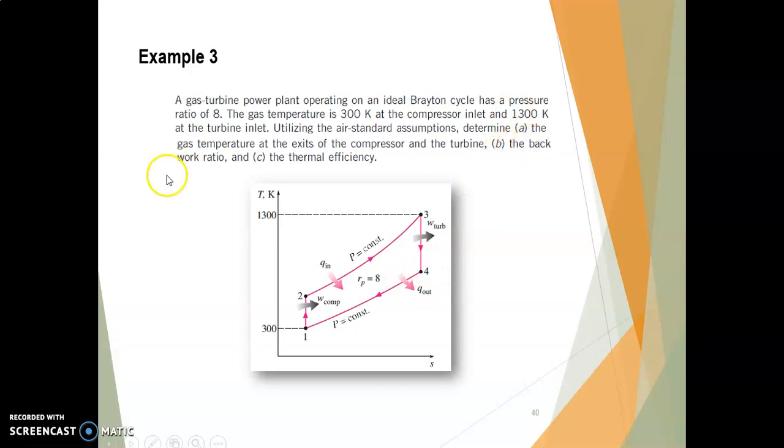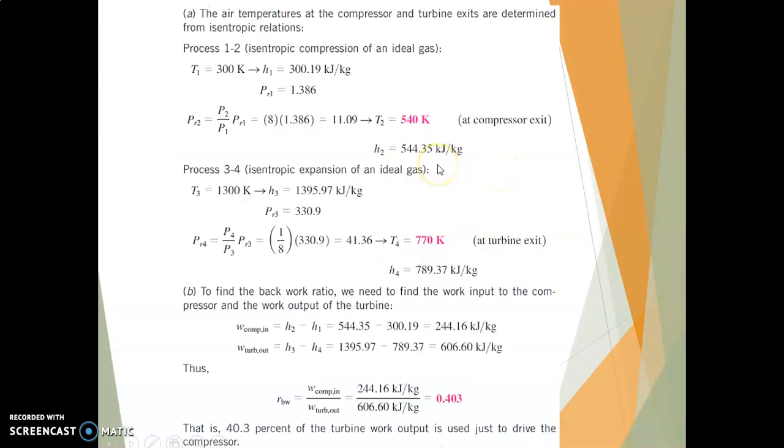And then the back work ratio, which is the relation between the work of the compressor and the work of the turbine. And the thermal efficiency, which, as we explained earlier, is related to the net work and the heat in. So according to this, we can find the temperature number 1 that the question provides for us.